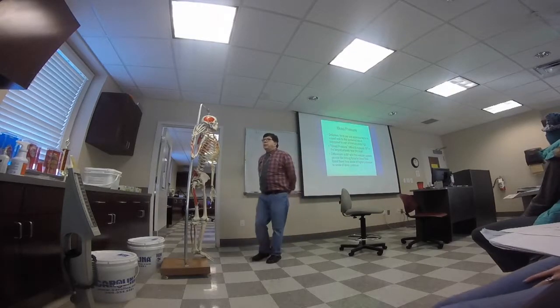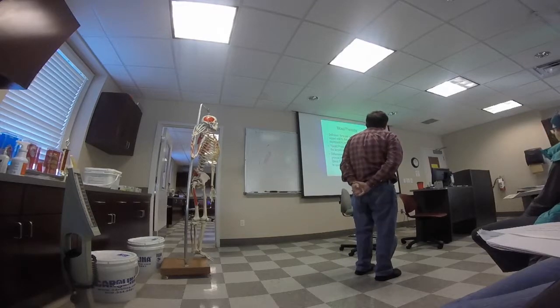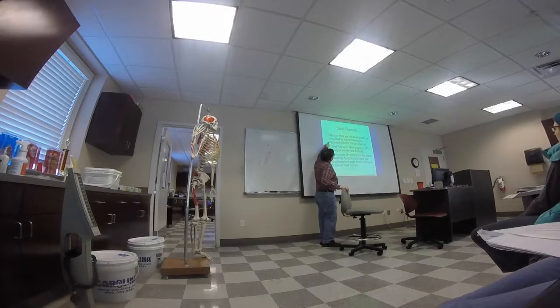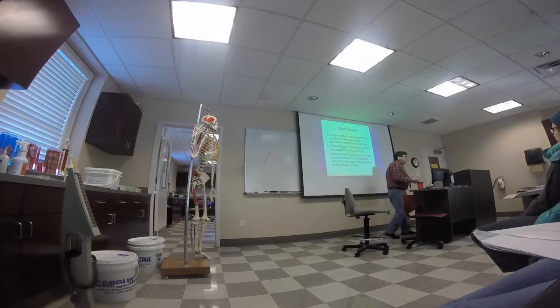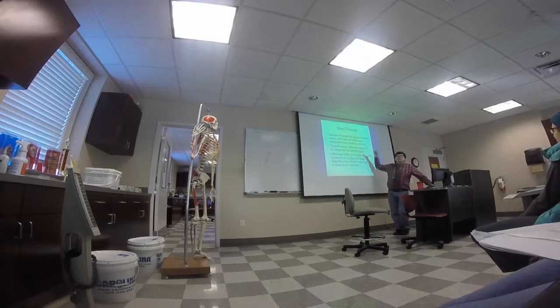We use the term blood pressure to denote the force per unit area exerted on the vessel wall by the contained blood. So the blood within a vessel is going to exert a force on the wall that contains it, and we express it traditionally in millimeters of mercury.